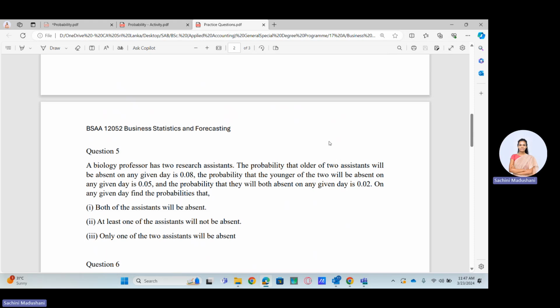At least one of the assistants will not be absent. At least means... Another one: only one of these two assistants will be absent. That means A only and B only, and then get the sum.